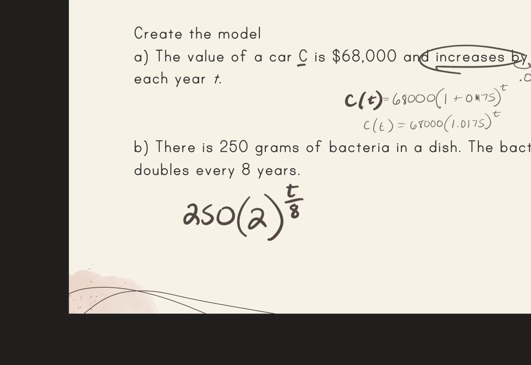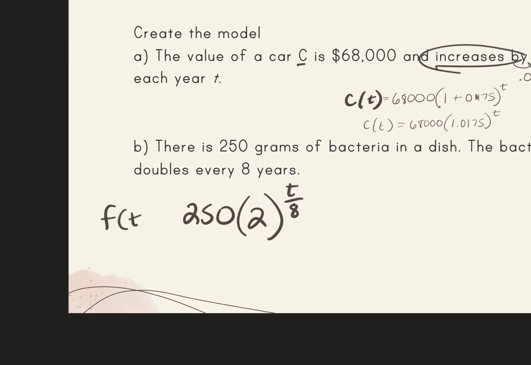And this time it didn't give me a variable, so I'm going to rewrite this as a function of time. It doesn't matter, I could use whatever. Just make sure the variable in here matches the variable you use for your exponent. I could have done f of x equals 250 times 2 to the x over 8. It doesn't matter what those variables are, as long as the input is the input and the output is the output.